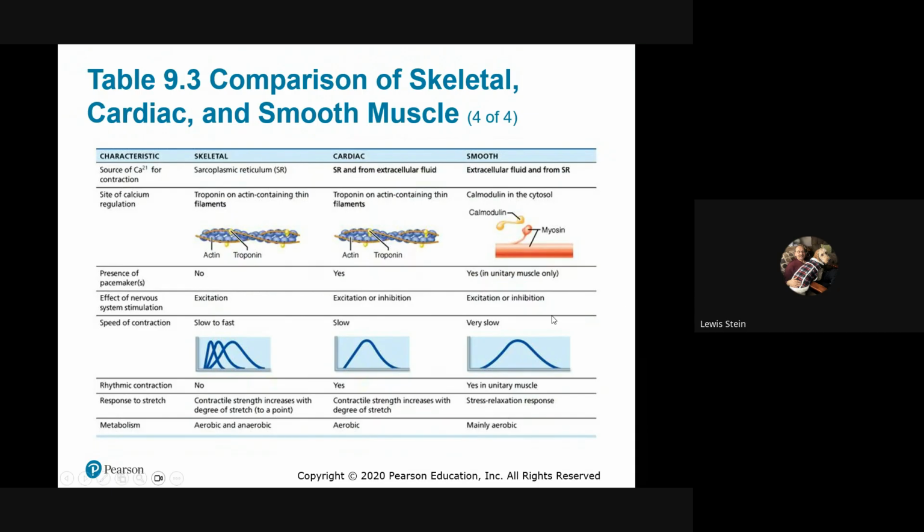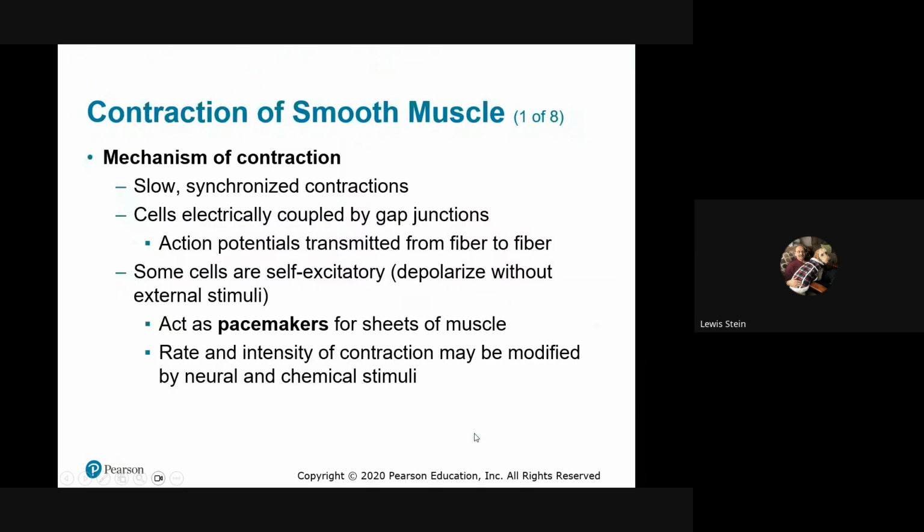Calcium from the extracellular fluid. Here's the calmodulin, and that's going to change shape, okay? And you can see how relatively slow, much slower than cardiac. And again, to me, it's all about endurance, where cardiac is the blend between endurance and strength, okay? And yeah, they're mainly aerobic. Slow, synchronized contractions, coupled by gap junctions. The action potentials are transmitted. Again, pacemakers, when an area is stimulated, it triggers the rest.